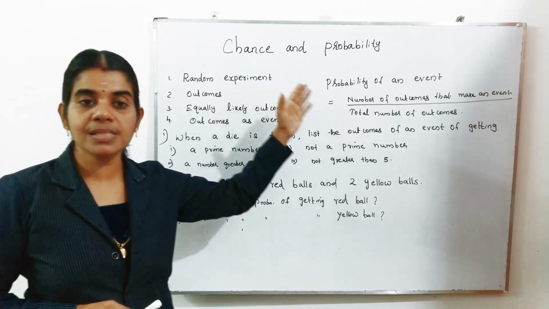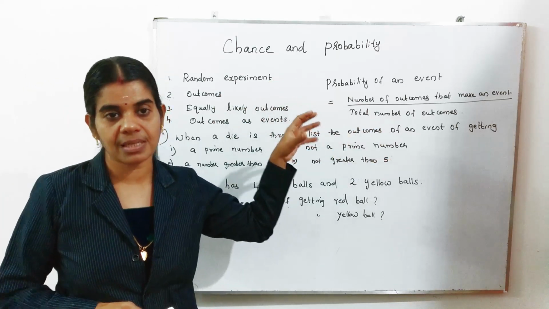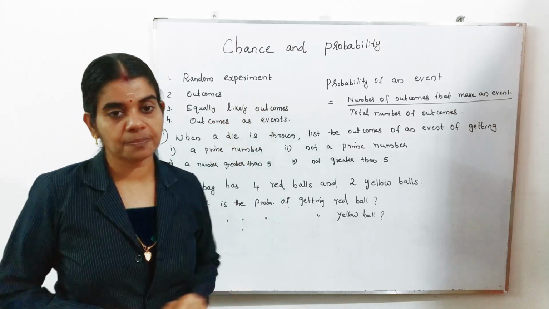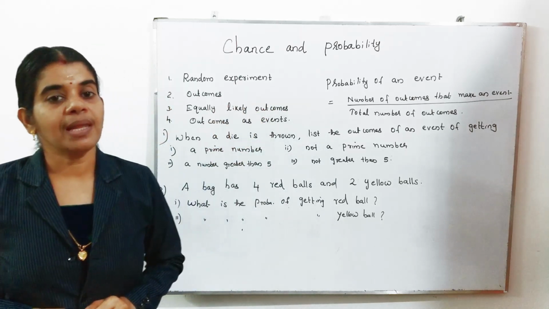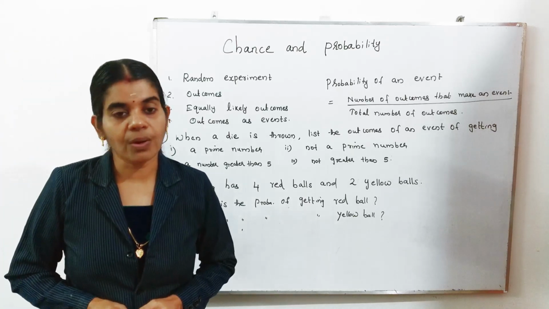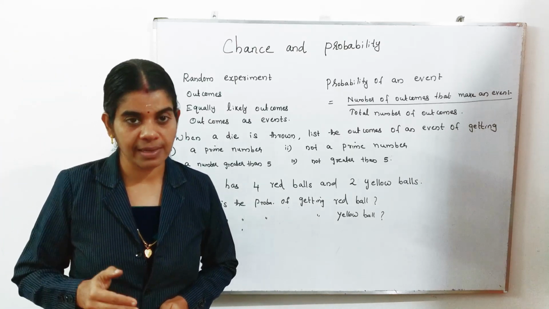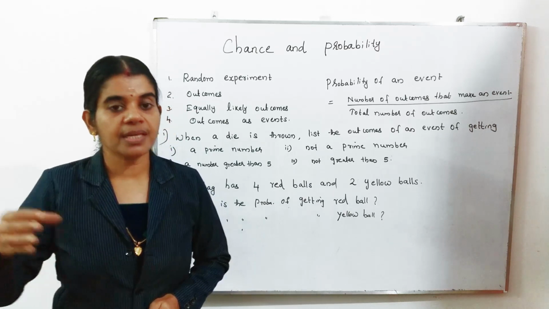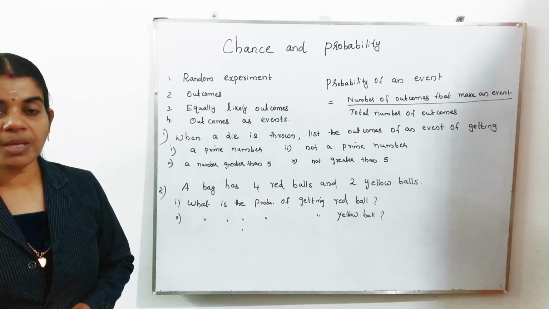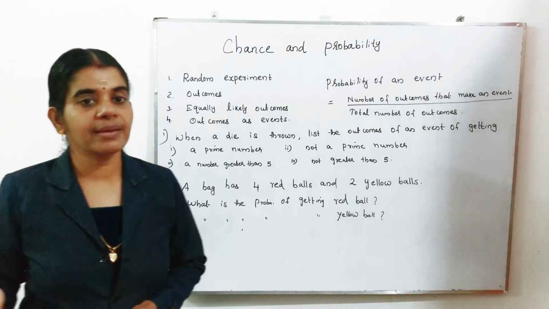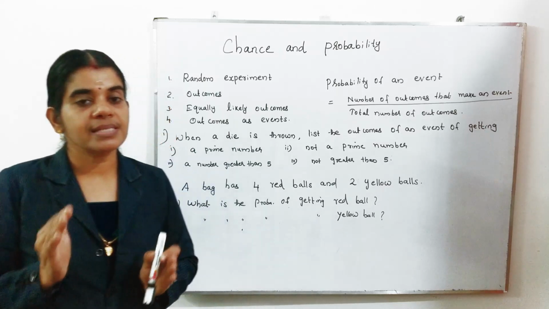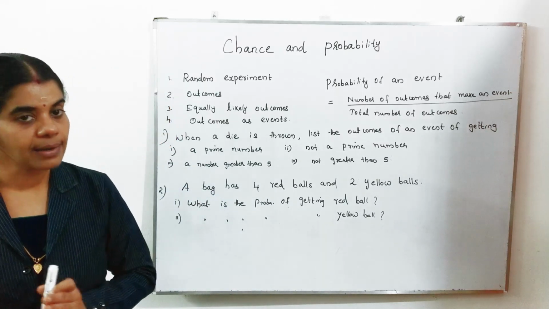Outcomes, as I already told, are the results of the experiment. Any result is known as an outcome. Equally likely outcomes. Equally likely outcome means, suppose that we are tossing a coin. I already told we can't predict which one will come. The chance of head coming and the chance of tail coming are equal. If you do the experiment more times, the head and tail counts will both increase. That means the chance of occurring head and tail are equal.